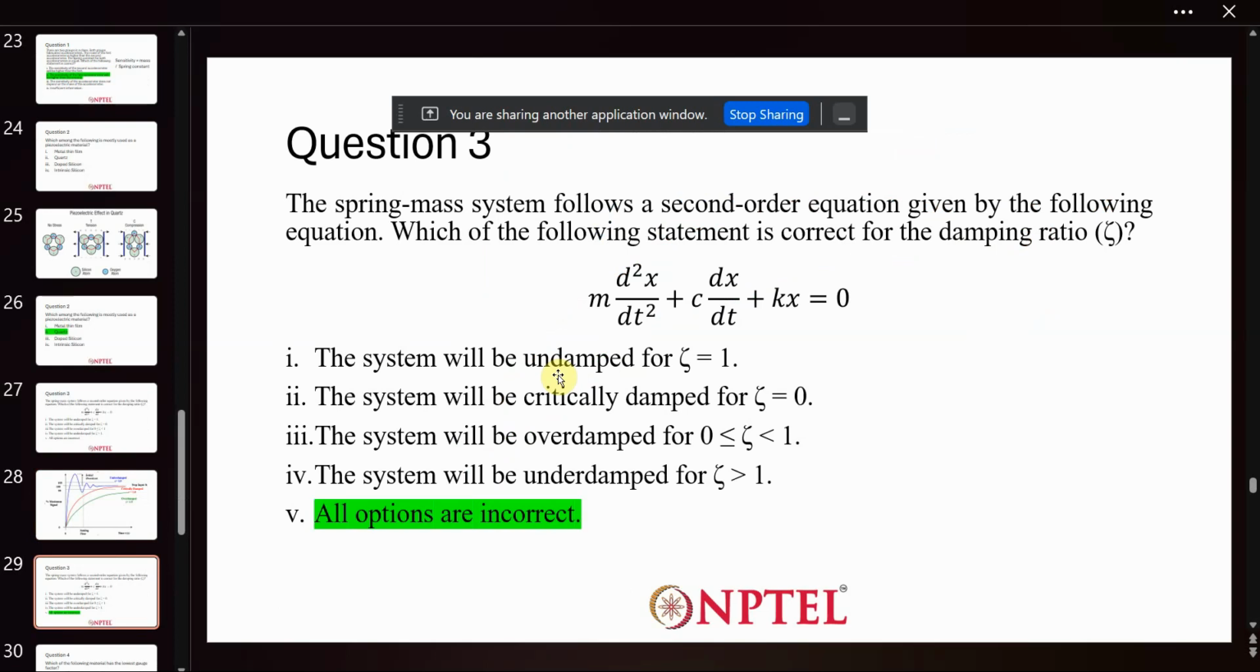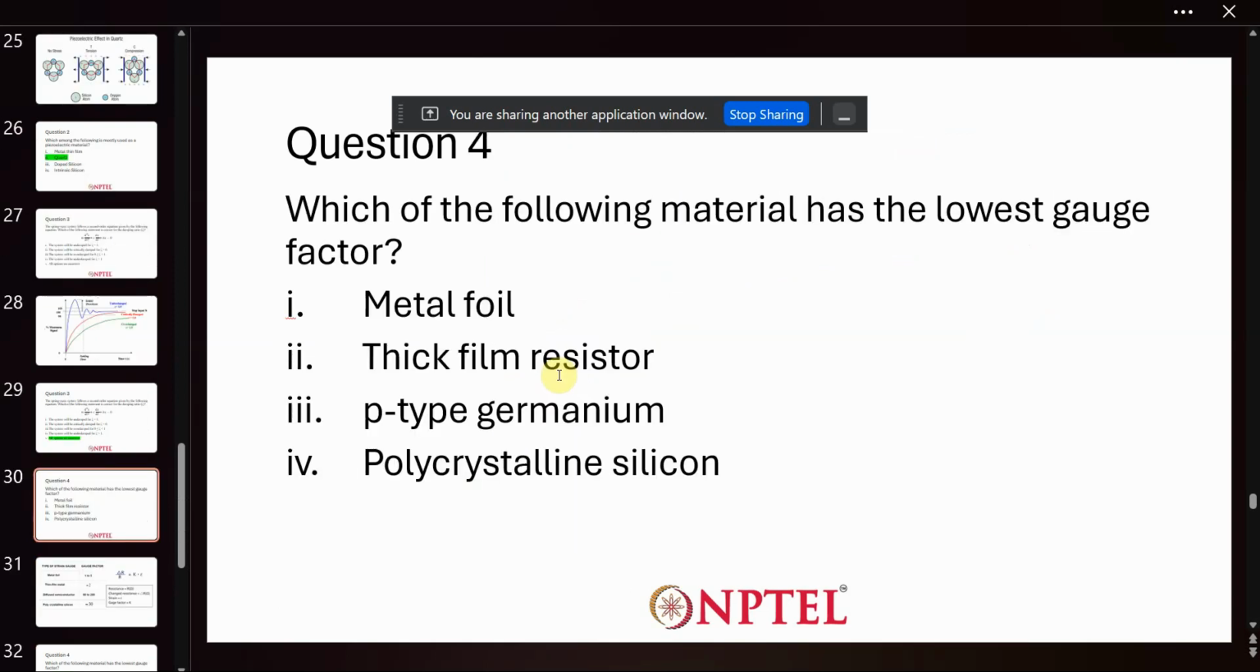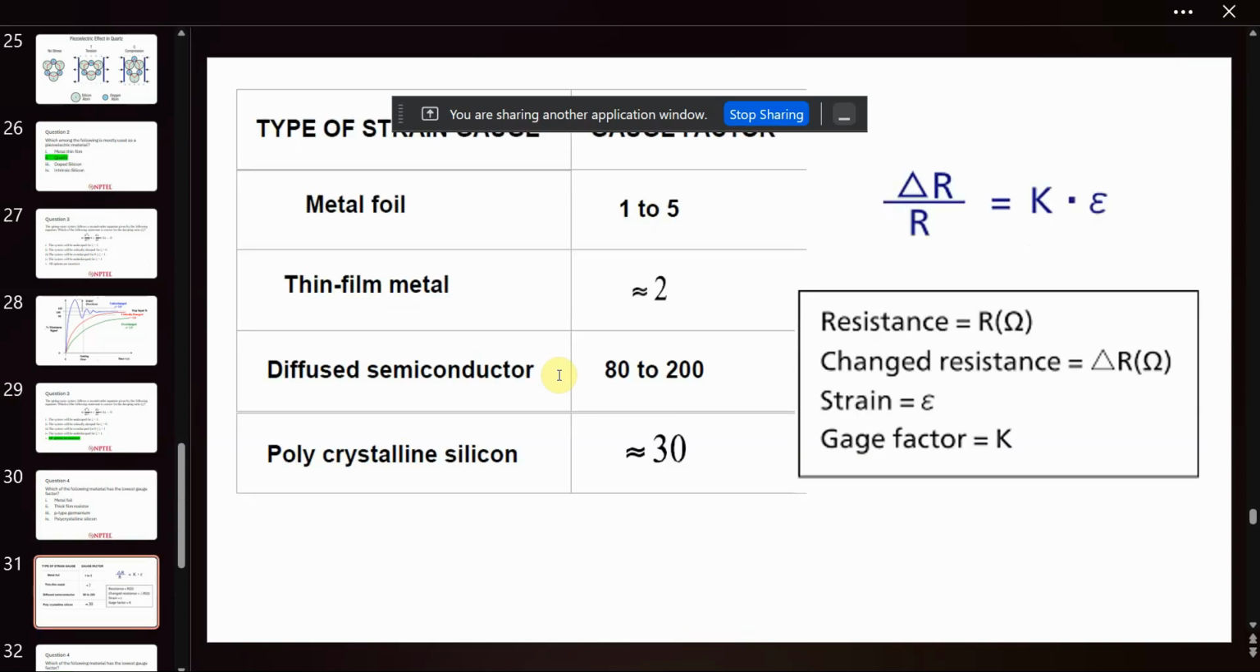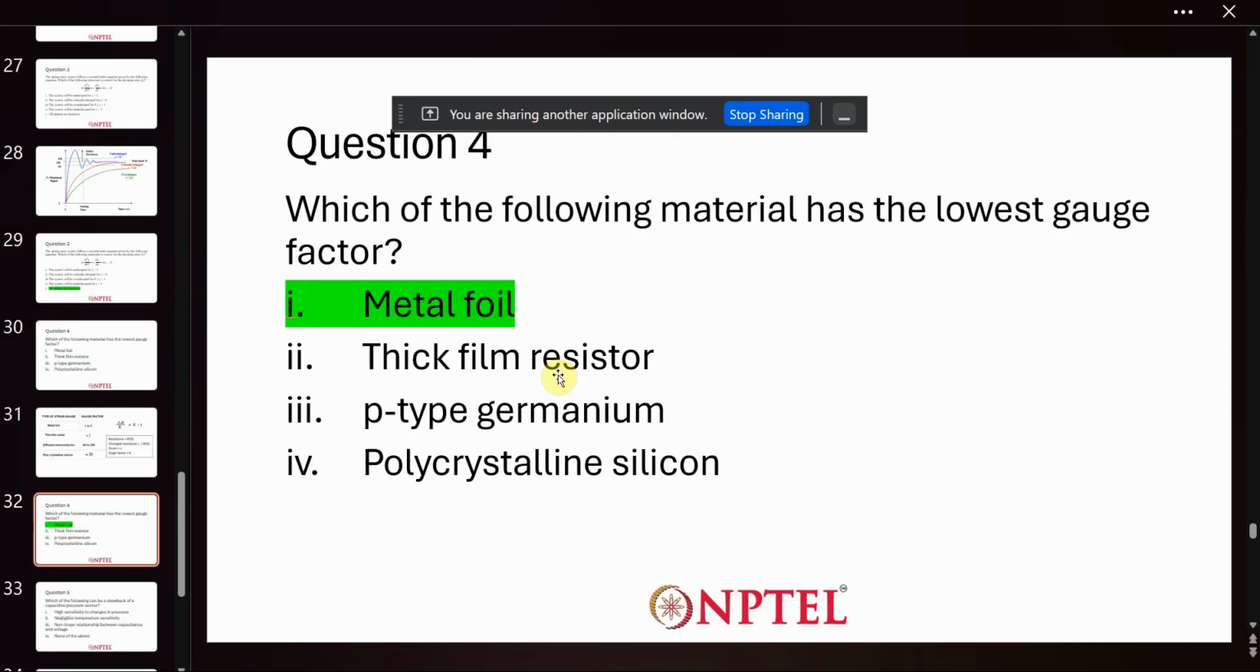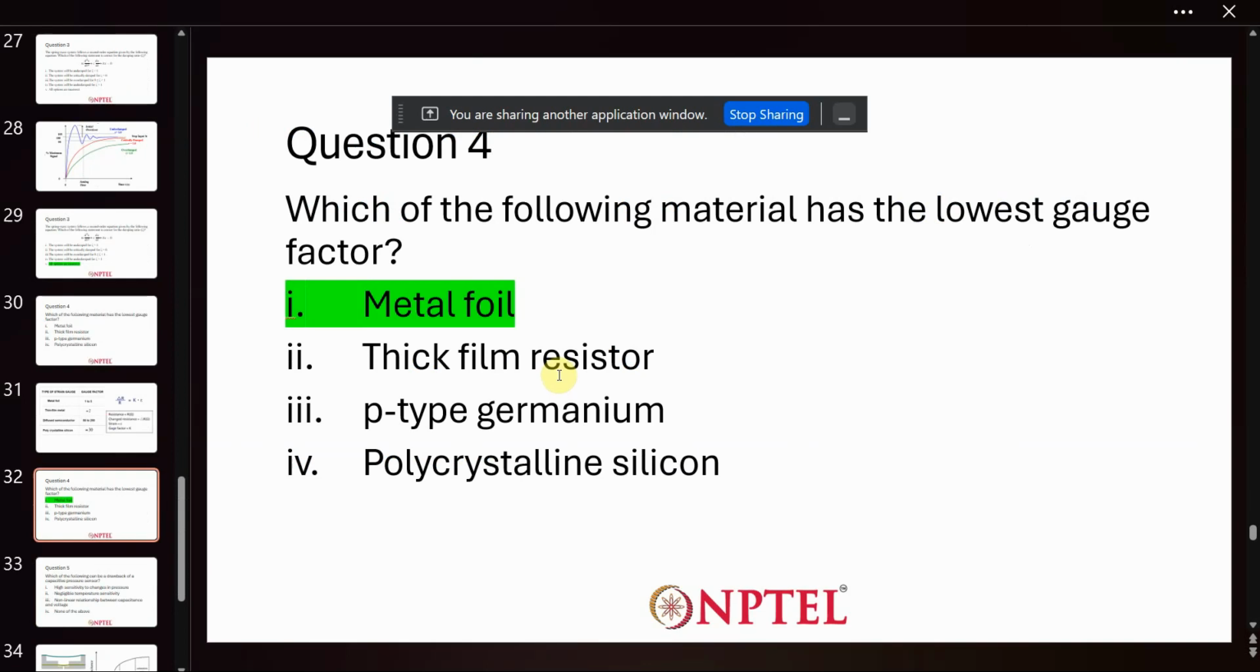Since all the statements have these interchanged, the answer is that all the options are incorrect. The fourth question asks which of the following is the lowest gauge factor material: metal foil, thin film resistor, p-type germanium, or polycrystalline silicon. These are values which were taught in the lecture. We know that metal foil has the lowest gauge factor, so the answer is metal foil.